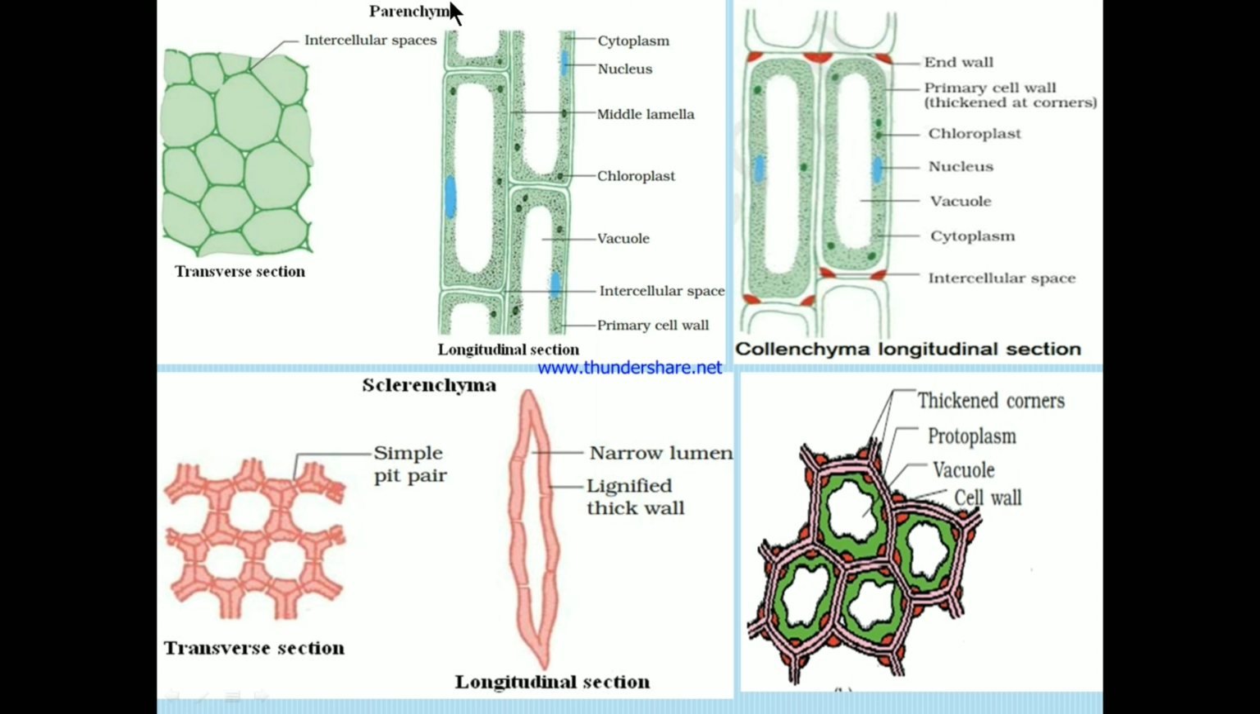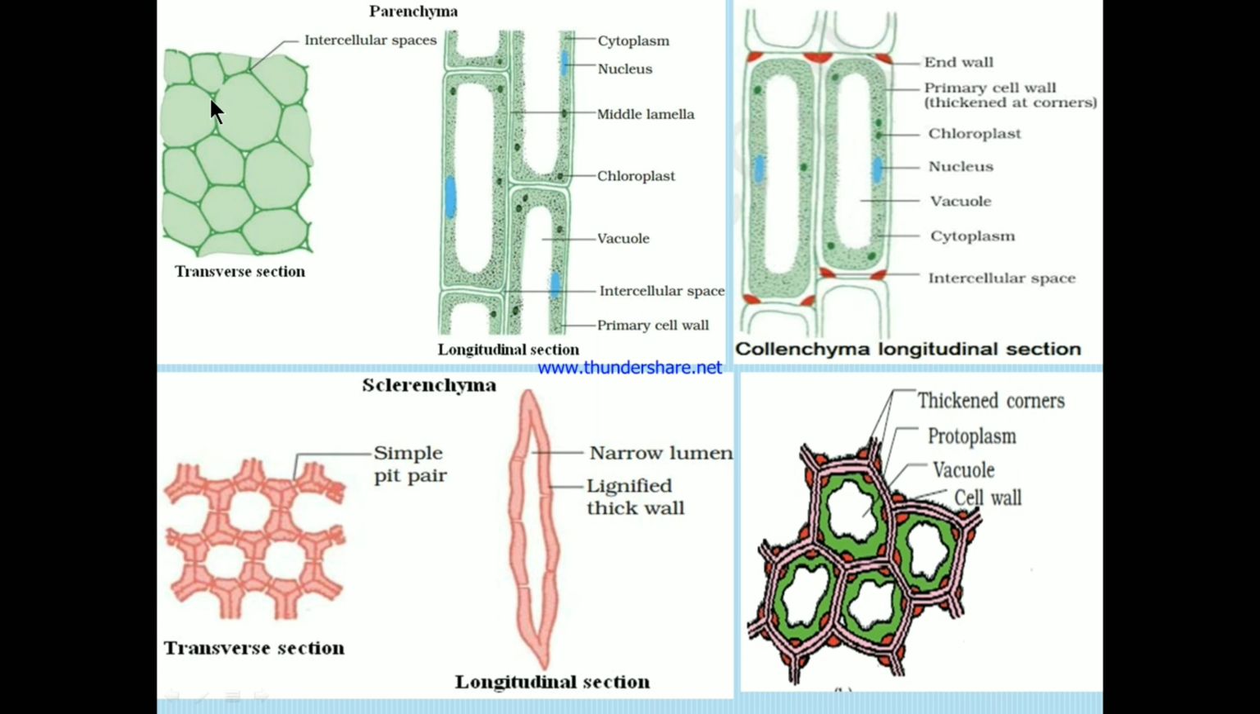Parenchyma, collenchyma, and sclerenchyma. Now the first difference is that parenchymatous cells are mostly living cells, present in almost all parts of the plant. Parenchyma and collenchyma are mostly living cells, whereas sclerenchyma is dead cells. They do not have living protoplasm, so they are mostly there to give rigidity to the plant.